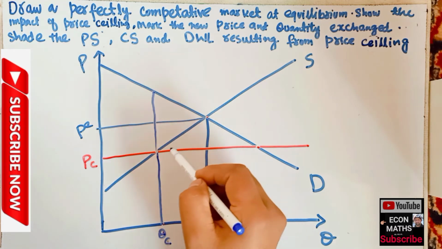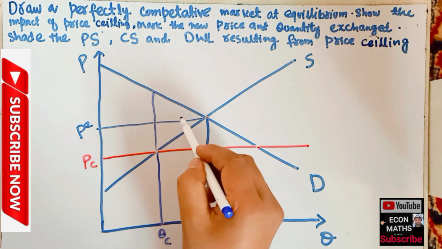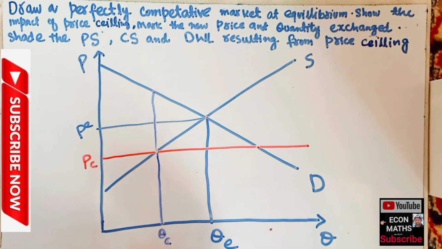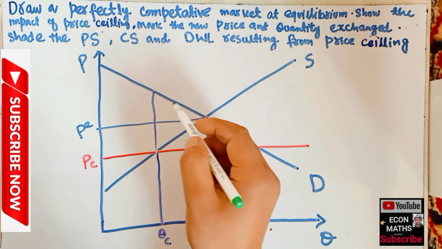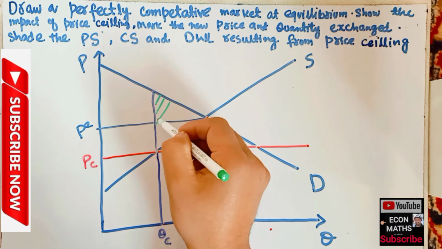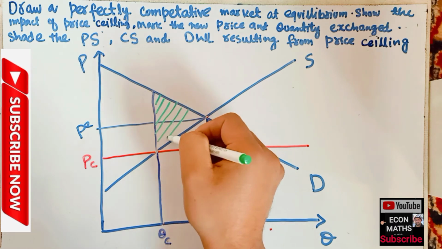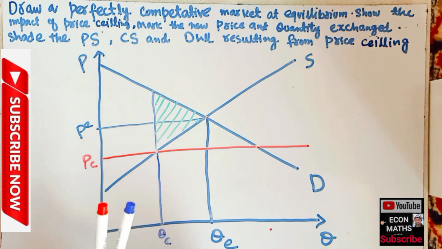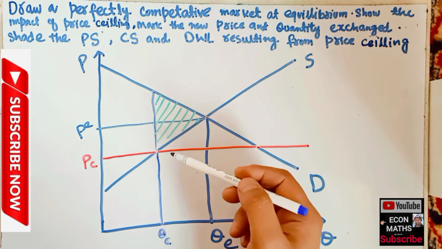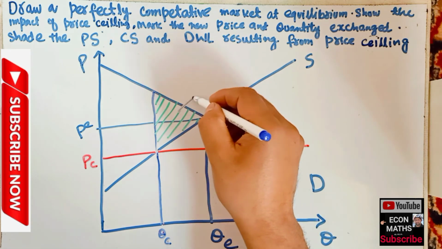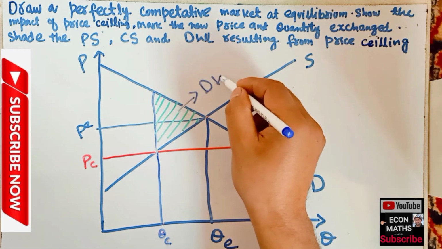Now this triangle in the center is the loss of economic surplus, so it is the deadweight loss. Our deadweight loss will be this area. So this green triangle is the deadweight loss arising from the price ceiling here. This is the loss of economic surplus, which we call the deadweight loss.